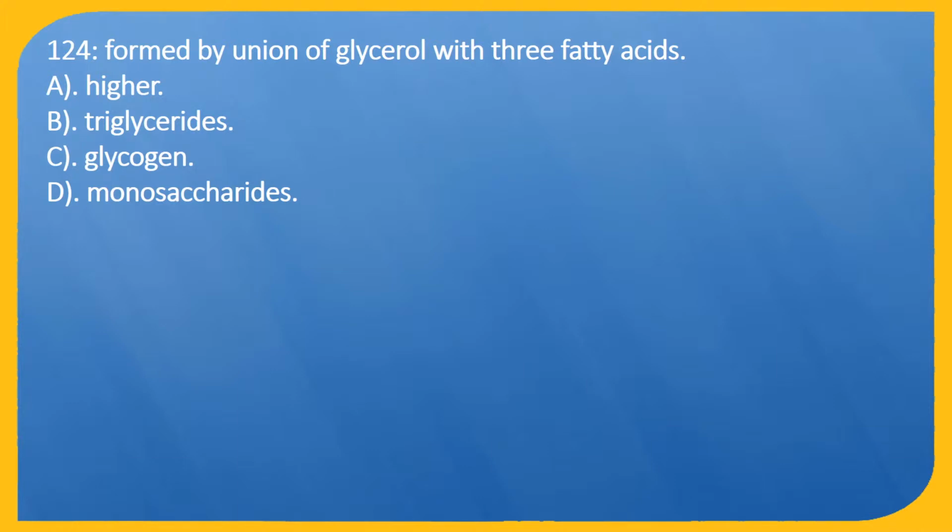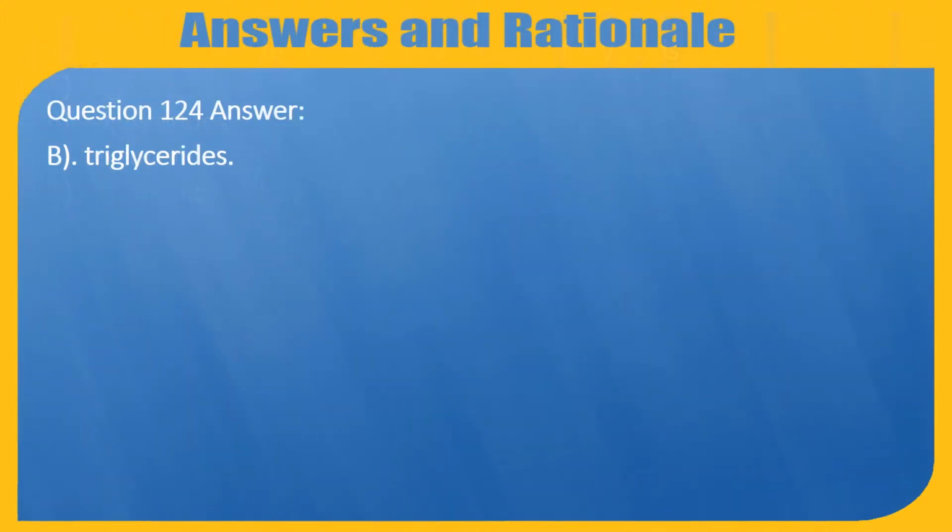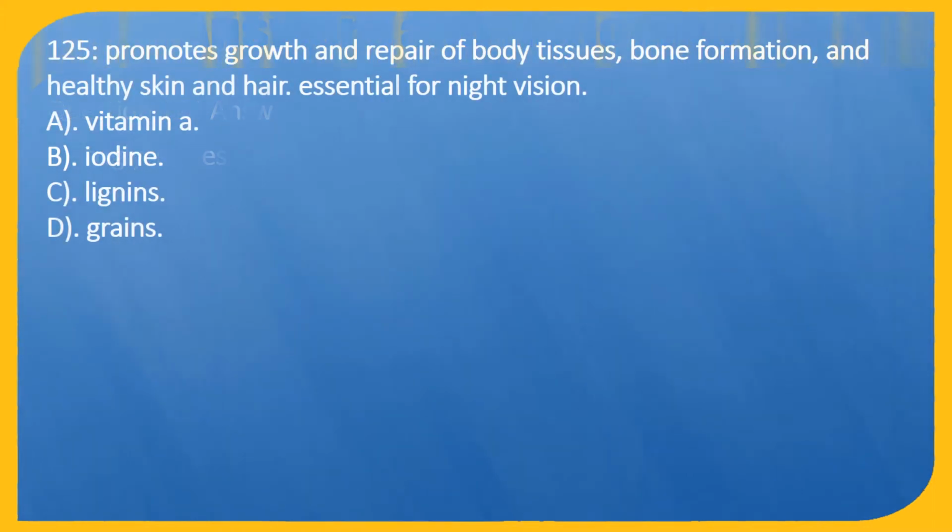Question 124, formed by union of glycerol with 3 fatty acids. A. Higher. B. Triglycerides. C. Glycogen. D. Monosaccharides. Question 124 Answer, B. Triglycerides.